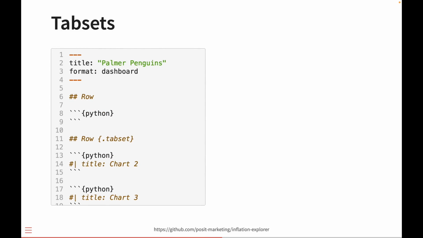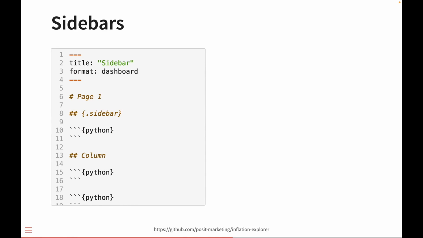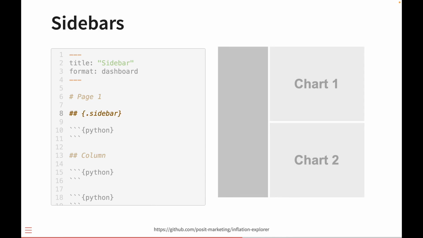Tabsets are a useful tool for incorporating multiple perspectives of data or showcasing secondary content. You can create tabsets by applying the tabset class to a row or column. For instance, here's a layout where the bottom row is presented as a pair of tabs. Sidebars are a great place to group inputs for dashboards. To include a sidebar, add the sidebar class to a level 2 heading.